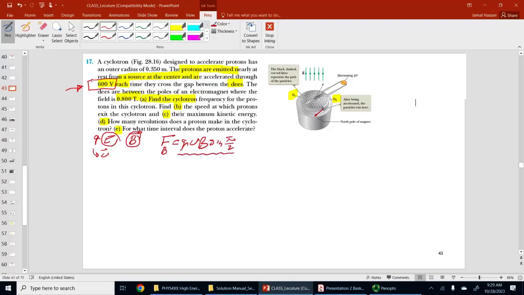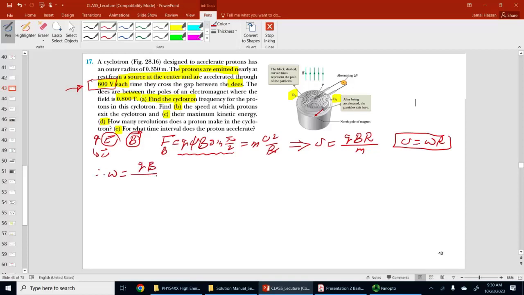Okay. This force is actually a centripetal force because it causes the path of the charge to change into a circular path. So this is simply equal to m multiplied by the centripetal acceleration, which is v squared divided by r. Okay, so v with v will cancel out, and v is equal to QBr divided by m. But also we know that v is equal to omega r. That means omega is equal to QB divided by m.